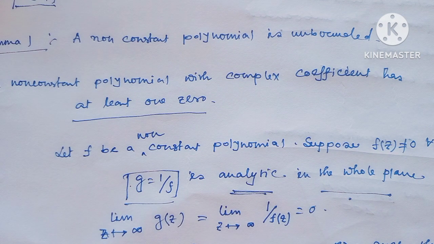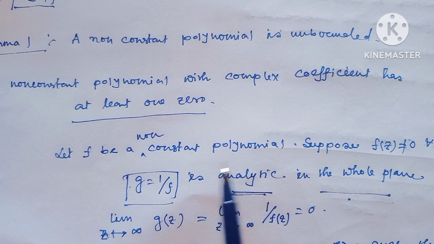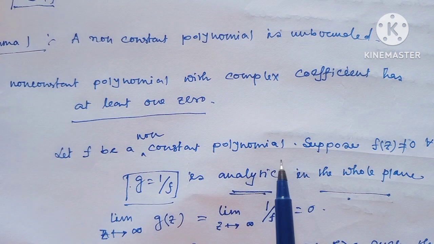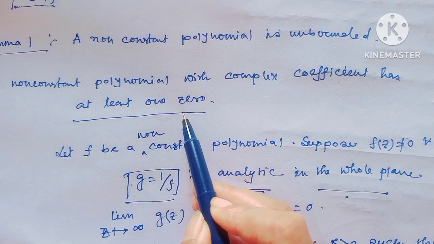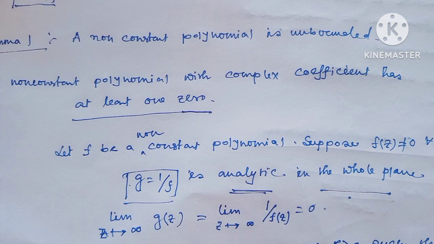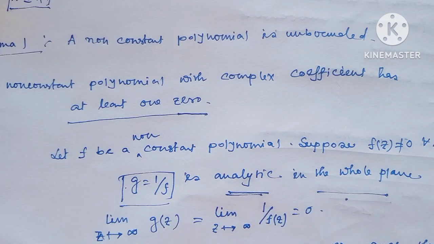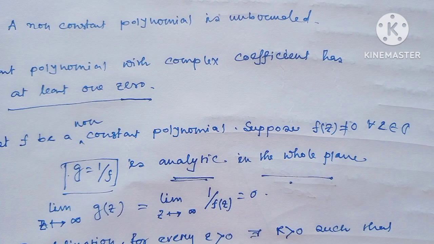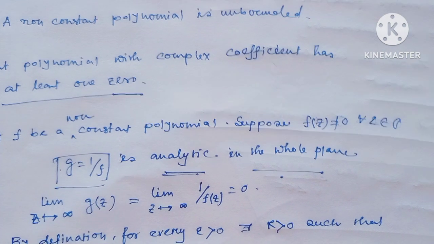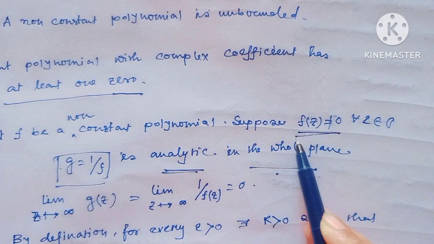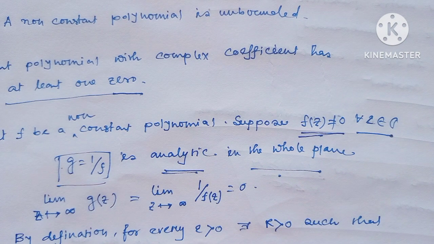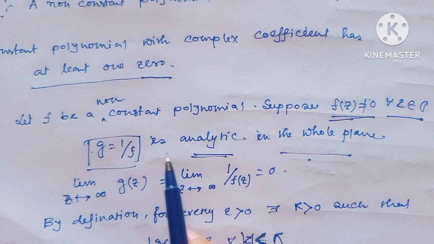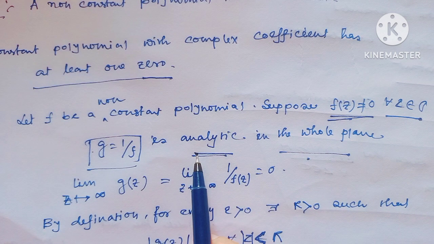And the proof is of this type. Let f be a non-constant polynomial. Here we have to prove it has at least one zero, but I will prove it by contradiction. Consider f(z) has no zeros. That means f(z) is not equal to 0, and this is true for all z belonging to the complex numbers. Now consider g = 1/f.